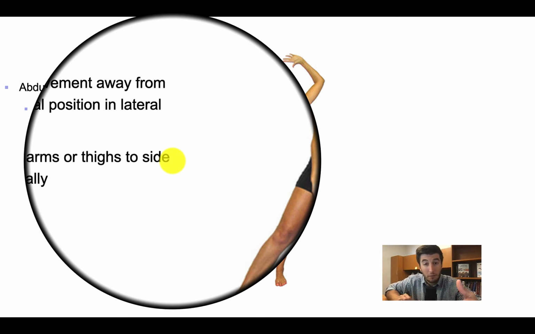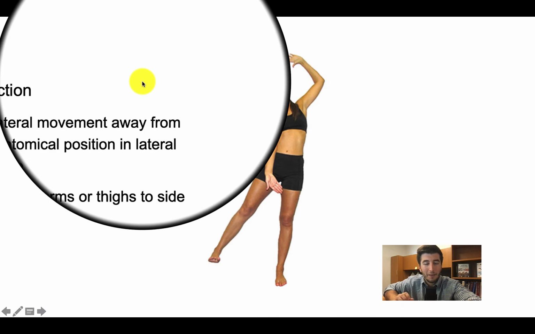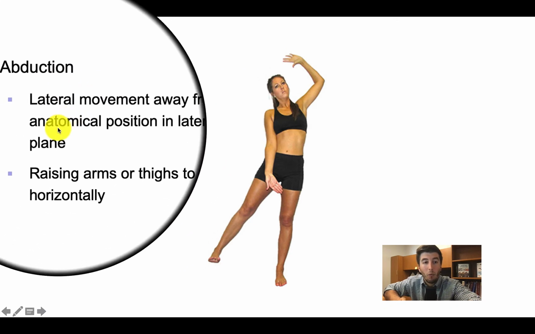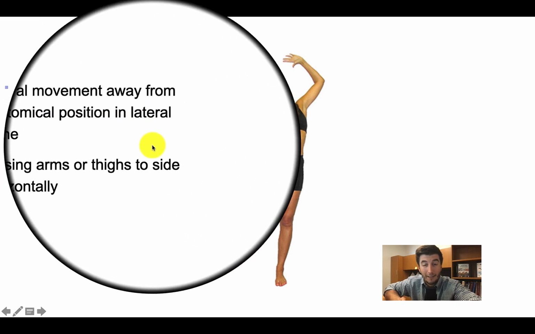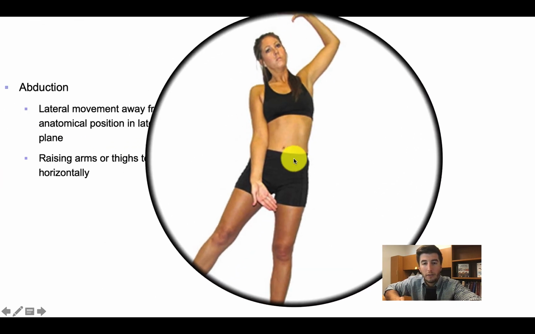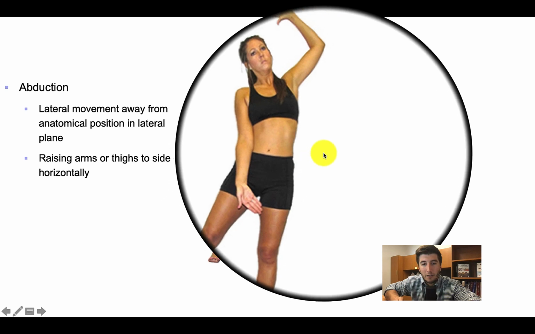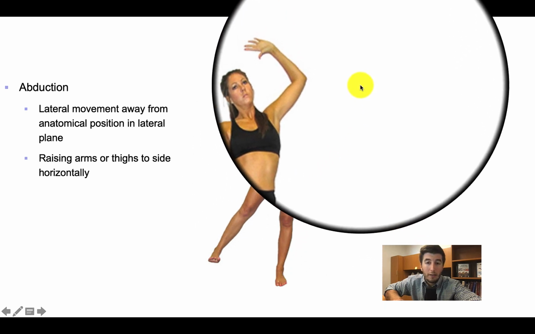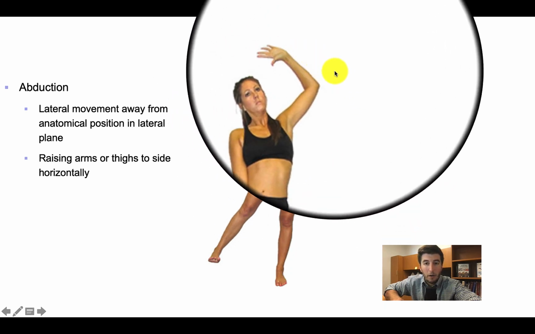So I apologize for the really dumb picture, but I was able to be consistent with the model for these photos. So let's go through these. Abduction means a lateral movement away from anatomical position in a lateral plane. What you can see here is that abduction is occurring about this shoulder joint right here. The individual has brought the arm away from the body and up in the frontal plane.